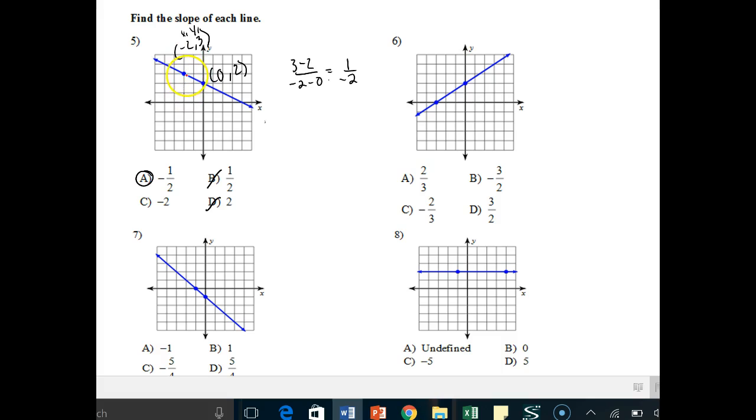Another way it makes sense is to go from point to point. You go down 1 and right 2. Hence -1 over 2, right?